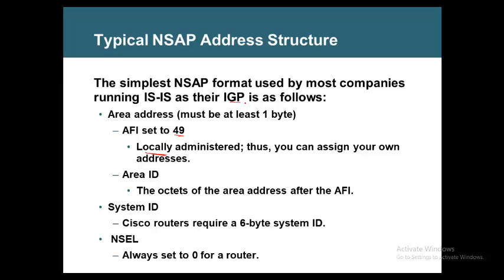Not only that, you can have your own number. நான் இது 47 போட்டேன், அது எடுத்துக்கிச்சு இல்லையா? It doesn't matter. It can be any number. Even if you don't give that number, it is okay. But area ID you need to have minimum of 1 octet. System ID 6 byte. N selector always 0 for IPv4 router.